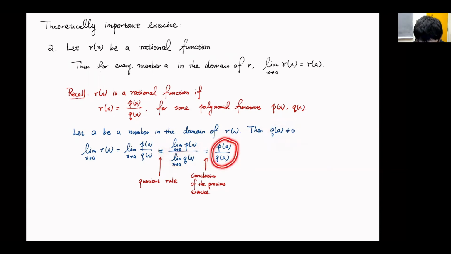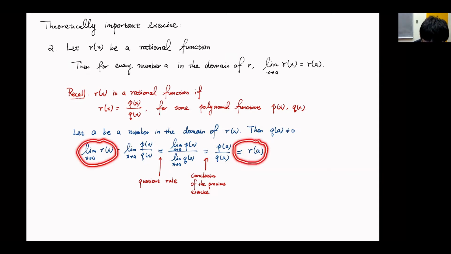Okay, but what is P of a over Q of a? P of a over Q of a is precisely the function value of the rational function at the point a. So this way we manage to prove that the limit of R of x equals R of a, and that will be the full proof.